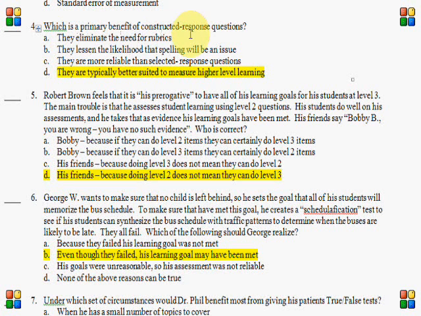They do not eliminate the need for rubrics. They do not lessen the likelihood that spelling will be an issue. They are less reliable than selected response questions. And so D, that they are typically better suited to look at higher level learning outcomes, is the only answer that really works. And it is true. When we think of higher level learning outcomes, we're thinking of essays and performance assessments and things like that, because what we have to represent, what we have to get information on in our students is how they represent things in their own mind.